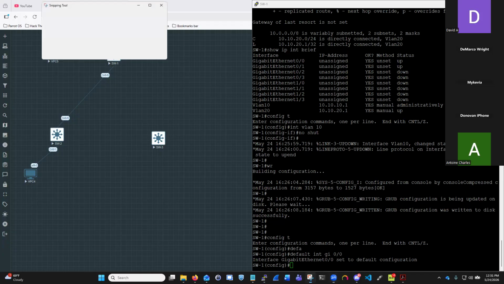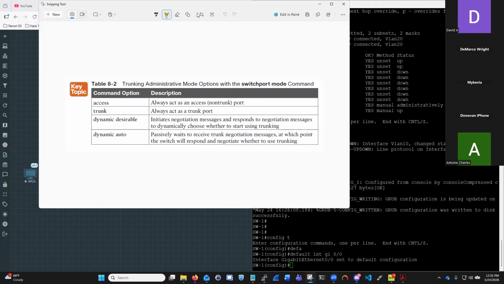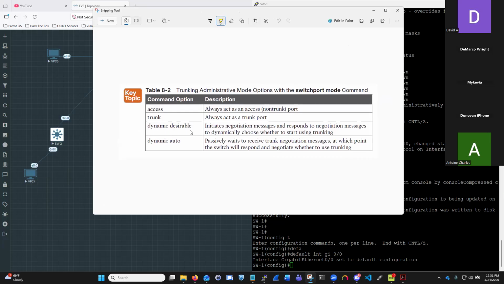Here's what you need to know for the exam. We have dynamic desirable and we have dynamic auto. Dynamic desirable initiates negotiation messages and responds to negotiation messages to dynamically choose whether to start using trunking. I'm going to say this again, and let's break this down. If we use the command dynamic desirable to configure a trunk dynamically, it initiates negotiation messages and responds to negotiation messages to dynamically choose whether to start using trunking.